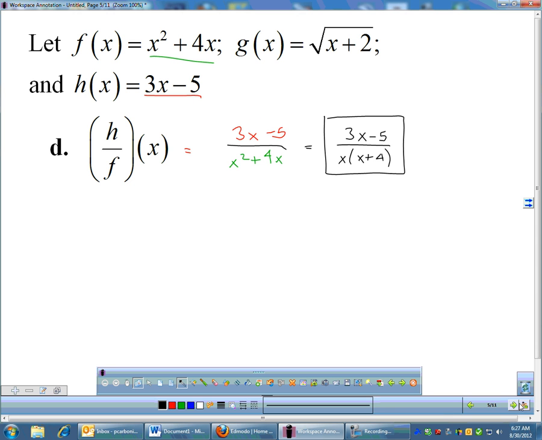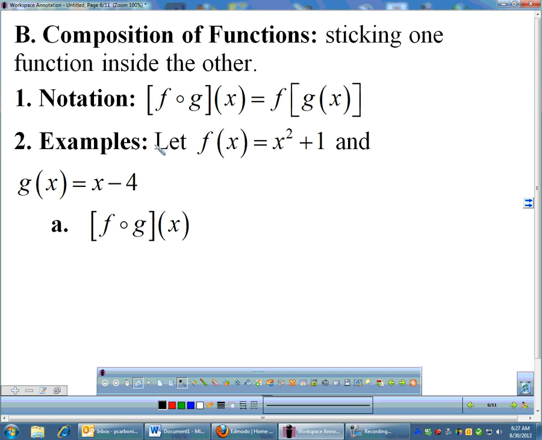And that's operations on functions, and that's about half of the lesson. How far are we in? 4 minutes. Okay. Composition of functions. This one's going to be a little bit more heavy on the algebra. This is when you stick one function inside another.